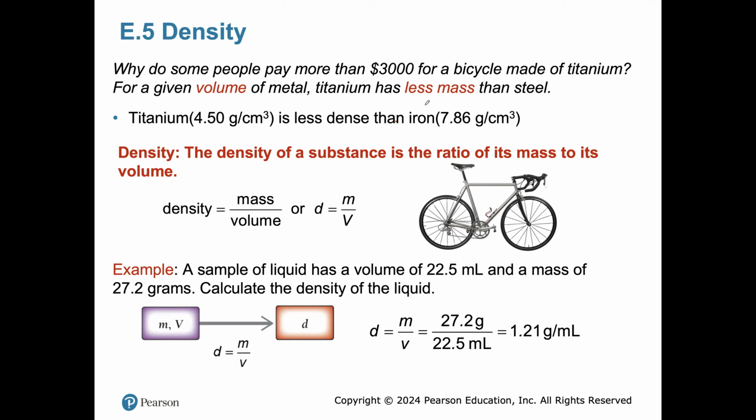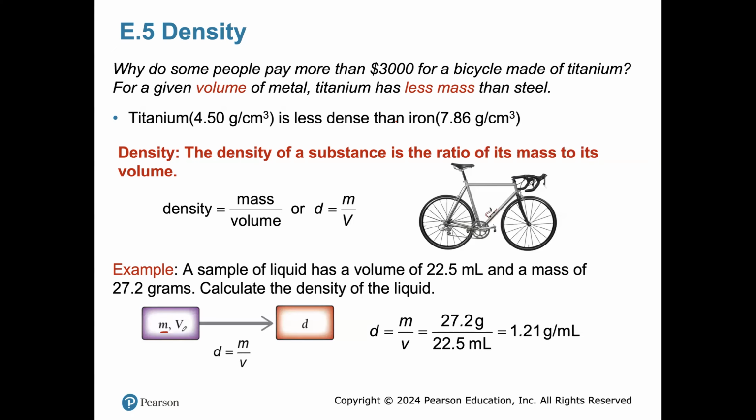And density is an intensive property. So we can use density to identify what type of material it is, as different materials can have different densities. So for example, if you have a liquid that you measure out, the volume is 22.5 milliliters and it has a mass of 27.2 grams, and we can calculate the density of the liquid.